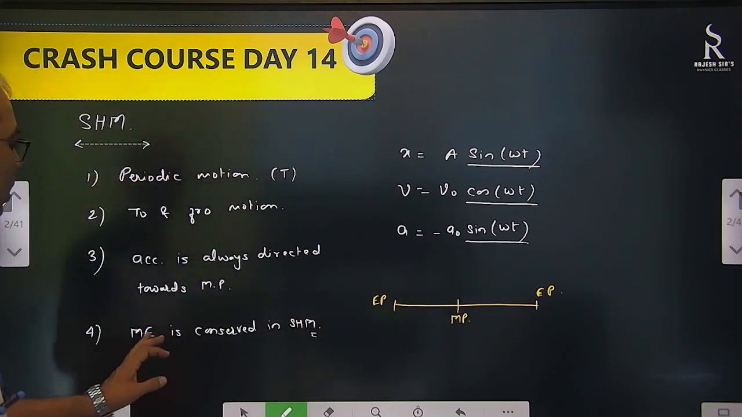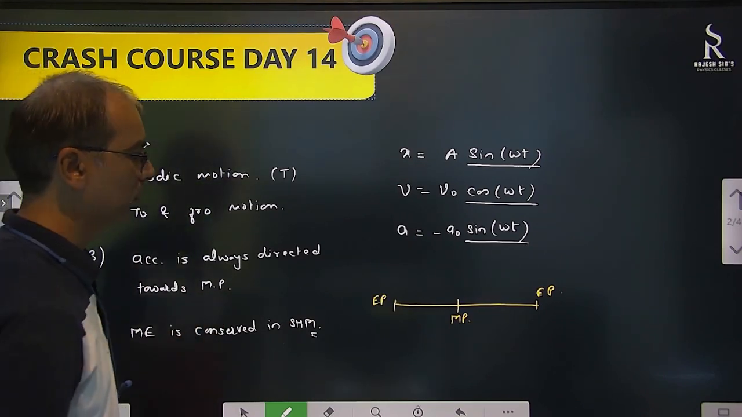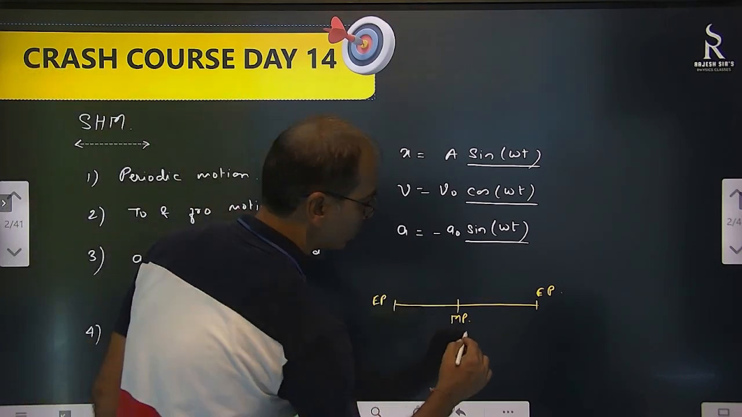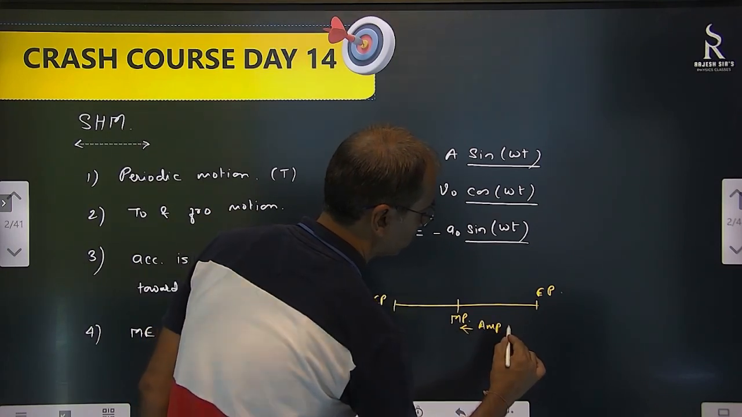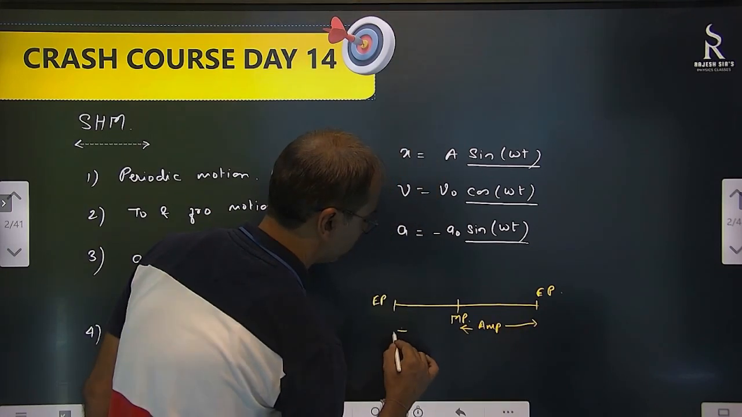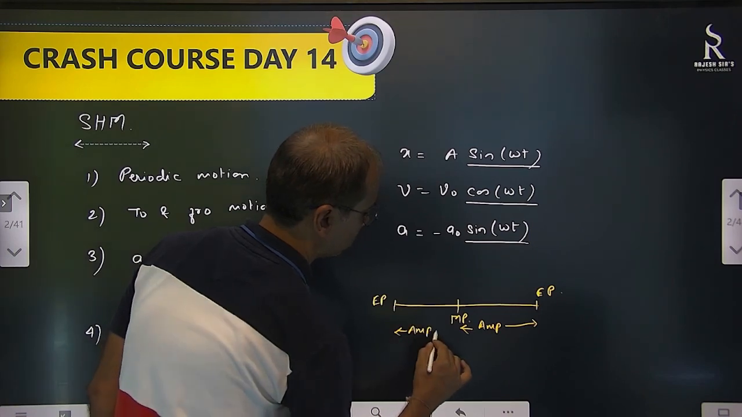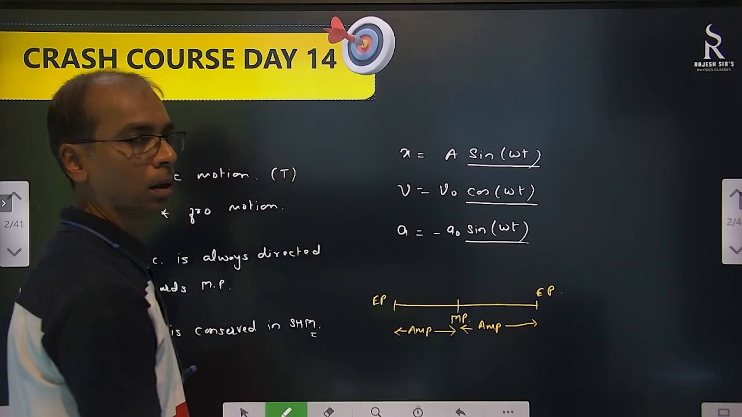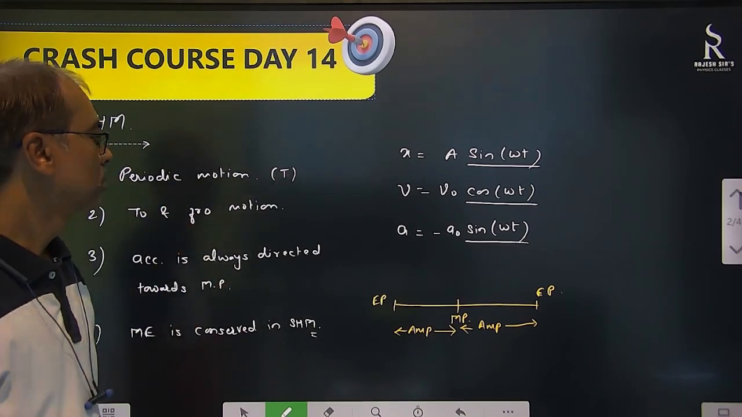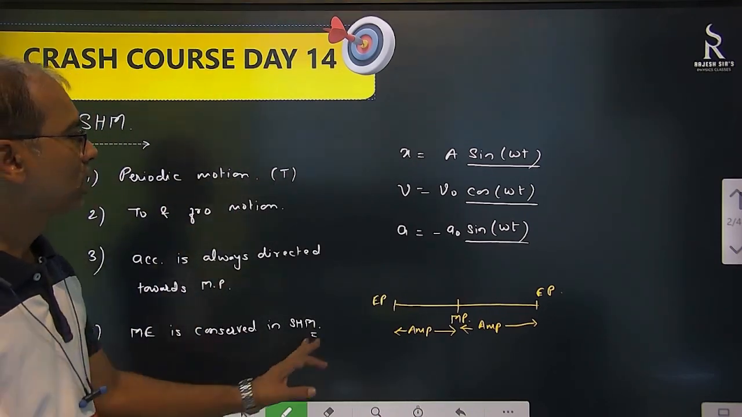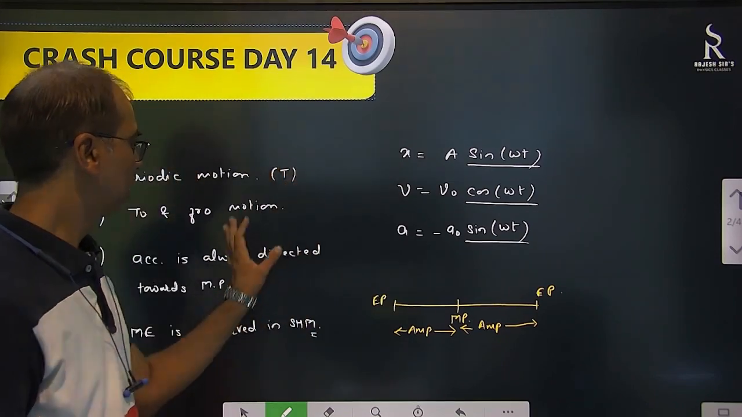Mechanical energy is conserved in SHM. From mean position to extreme position, this we call amplitude, and this is also amplitude. Time period we denote with capital T. So this is how it is. So first thing is these four points.